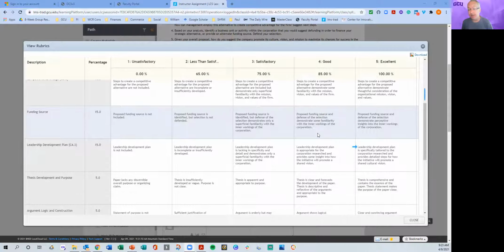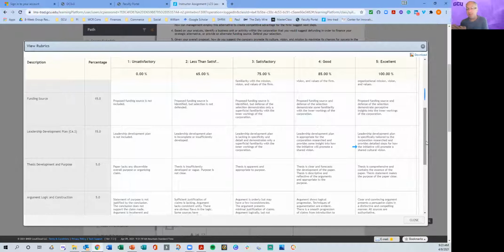Then we've got the leadership development plan. The leadership development plan is specifically tailored to the corporation, researched, and provides detailed steps for how the initiative will promote a shared cultural vision. You need to meet this rubric. This is going to be very important. You have to have a leadership development plan that is tailored to the corporation. You need to give me detailed steps of how the plan for developing leaders will promote the shared cultural vision. So you have to know what the cultural vision of the organization is.